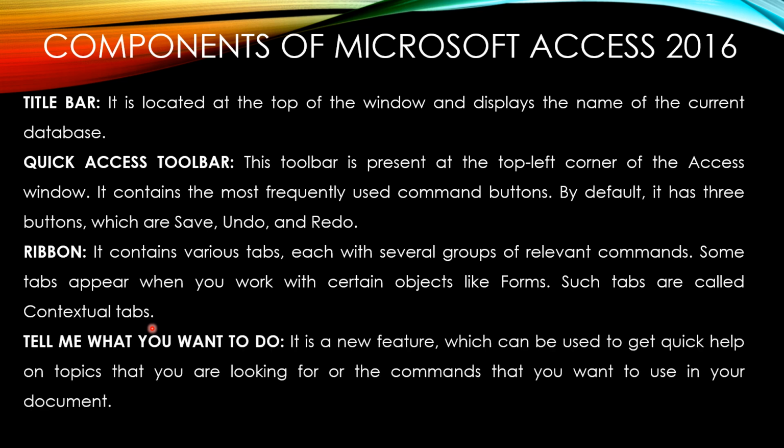Next we have Tell me what you want to do. It is a new feature which can be used to get quick help on topics that you are looking for or the commands that you want to use in your document. It is just like help. If you are stuck at something in MS Access and you want to quickly get help for it, you can use the Tell me what you want to do feature, which will help you to get the solution to your problem.